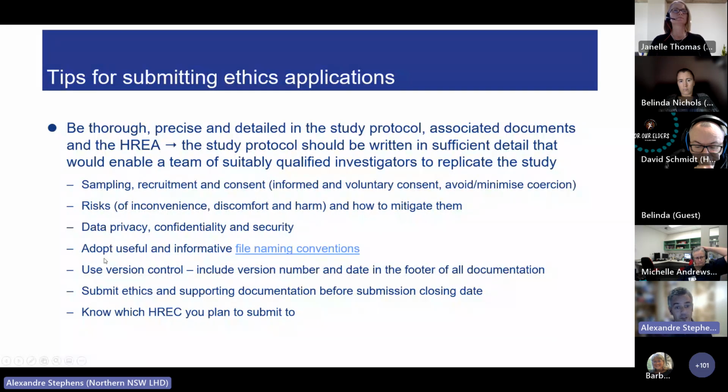Try to adopt useful and informative file naming conventions. Here I've linked this part to a LibGuide from Princeton University as handy conventions for file naming, really useful. Use version control, so include version number and date in the footer of all documents. Submit your ethics application and supporting documents before the submission closing date of whichever HREC you're submitting to, and know which HREC you plan to submit to.